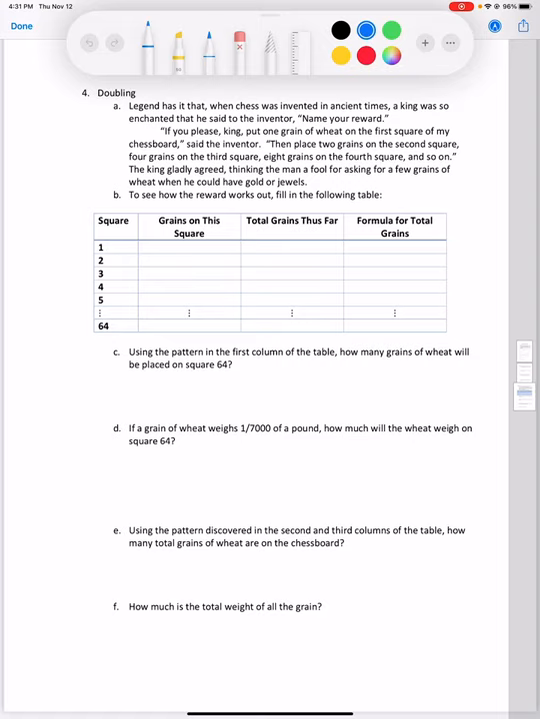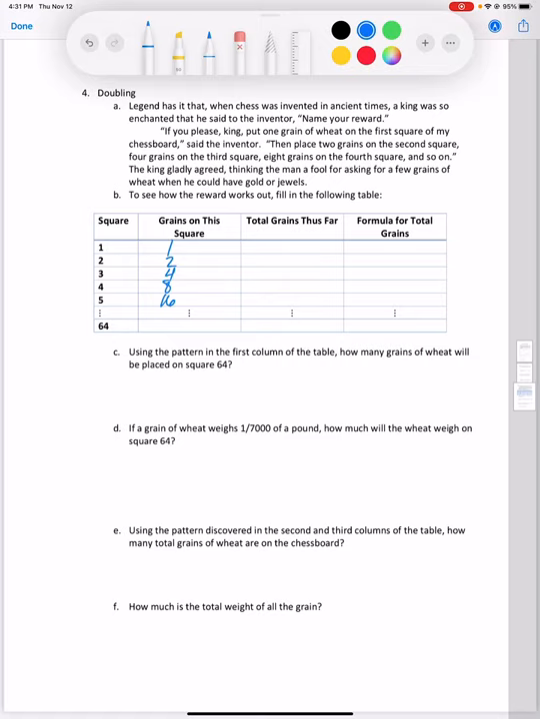Well, to see how the reward works out, let's fill in the following table. We're going to first focus on the number of grains in each square. For the first square, we had 1 grain, according to the inventor. The second square, we had 2 grains. The third square, we had 4 grains because we're doubling. So 1 times 2 is 2, and 2 times 2 is 4. 4 times 2 is 8. We have 8 on the fourth square, 16 on the fifth square. We need to determine the number of grains on the 64th square of the chessboard so that we can then get an idea of the entire reward that the inventor gets.